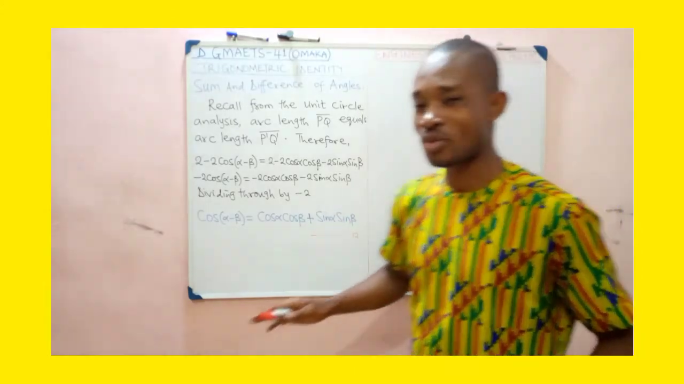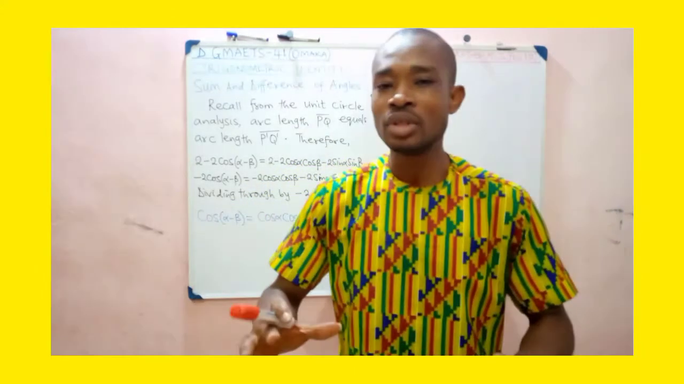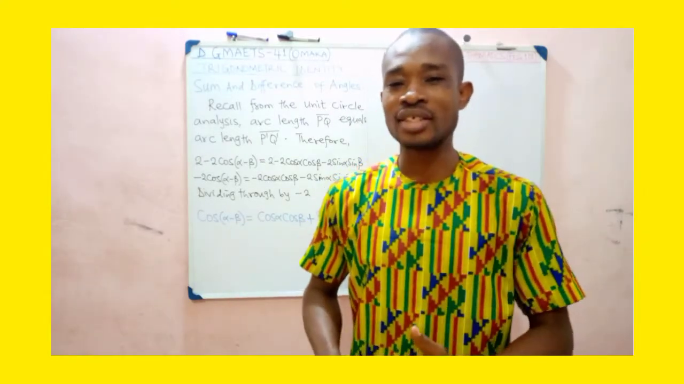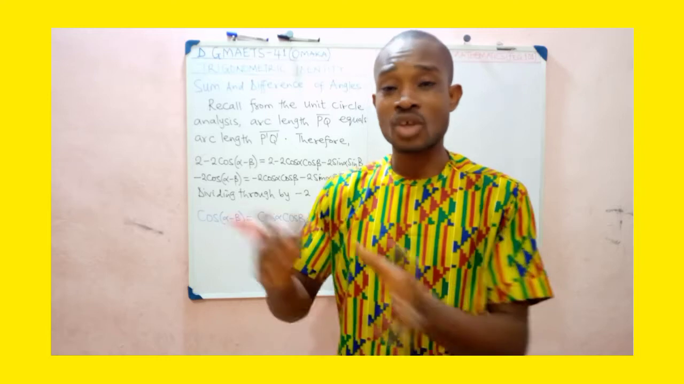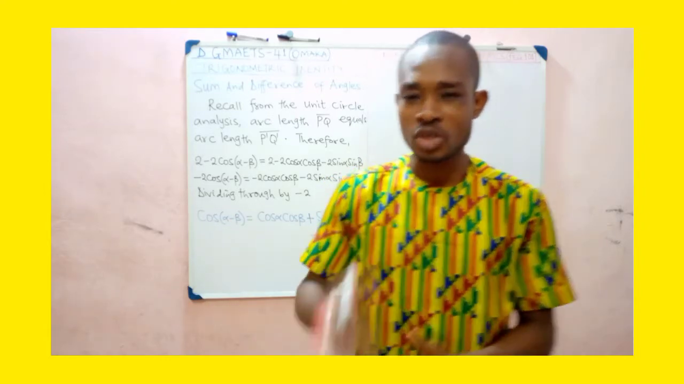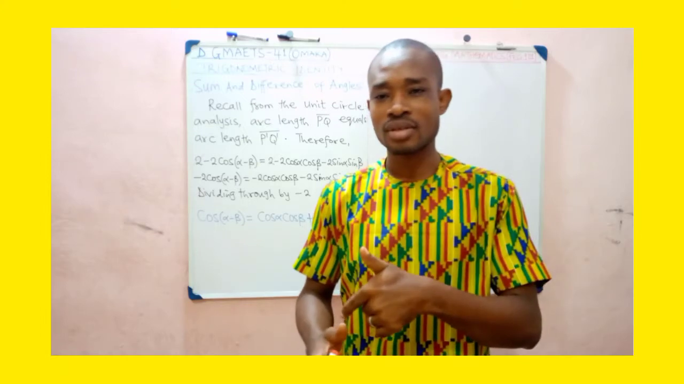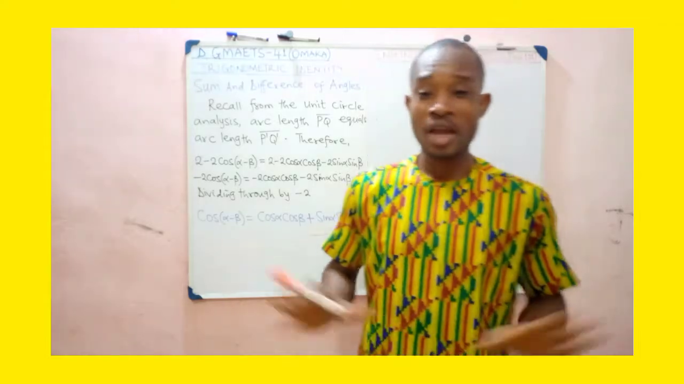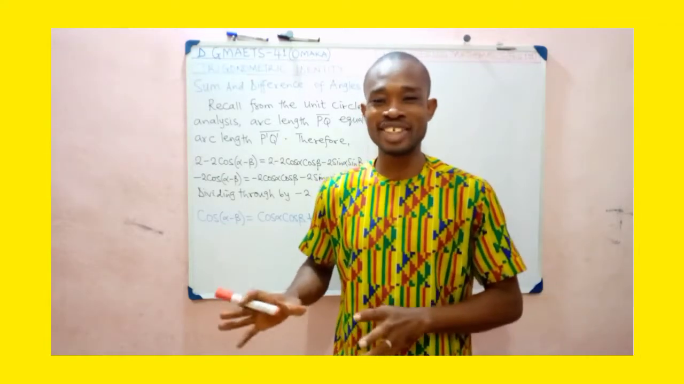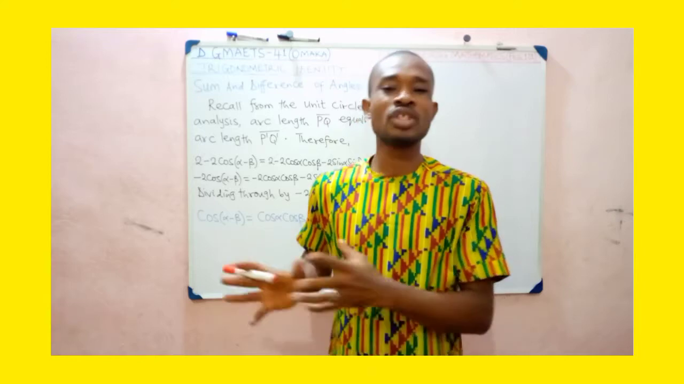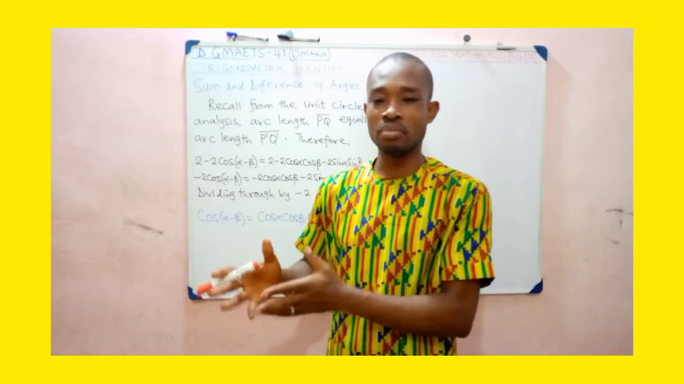Have you seen something, right? So the value of cos alpha minus beta, that trig identity, is equal to cos alpha times cos beta plus sin alpha times sin beta. And we are done proving the trigonometric identity for the difference between these two angles, alpha minus beta, in terms of cos.